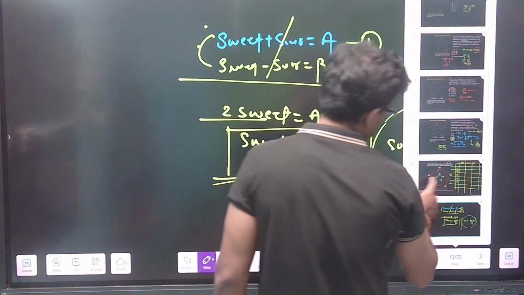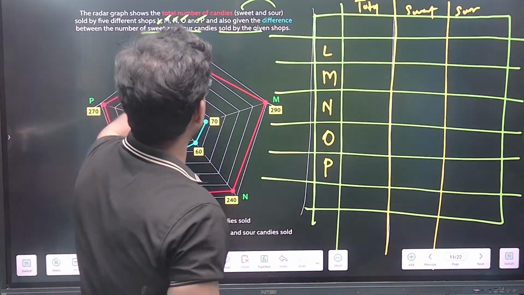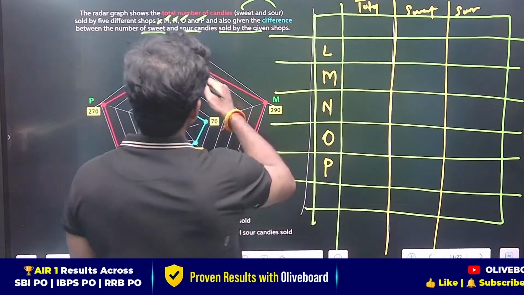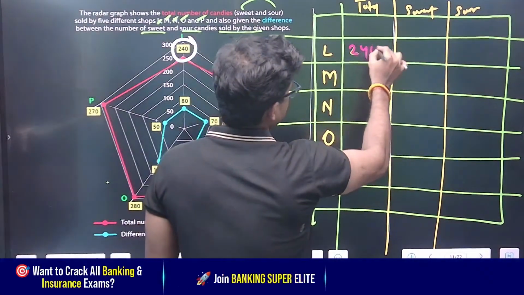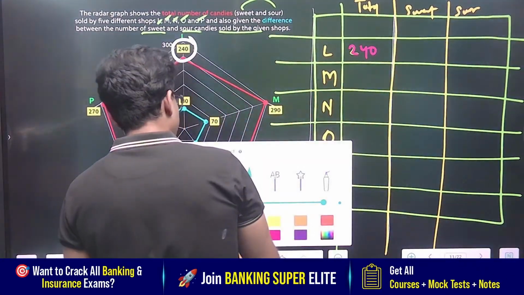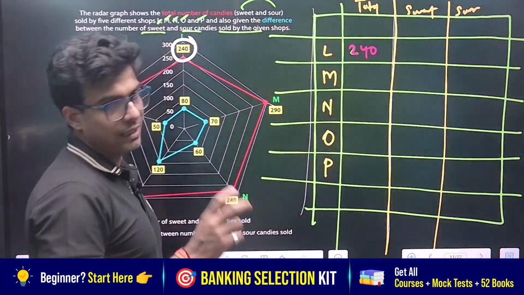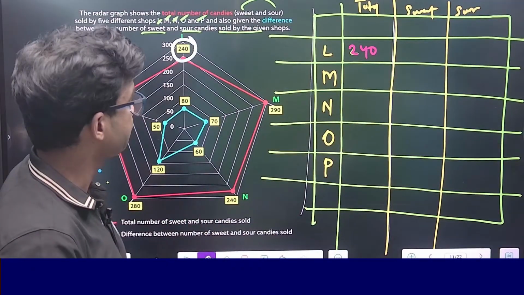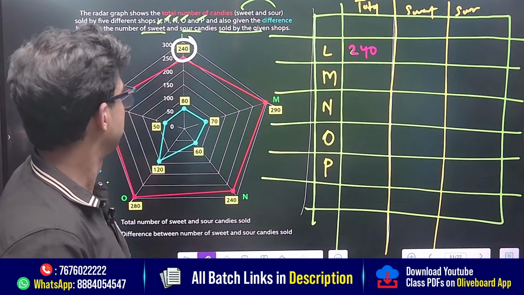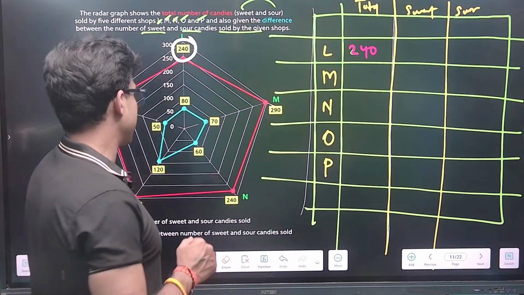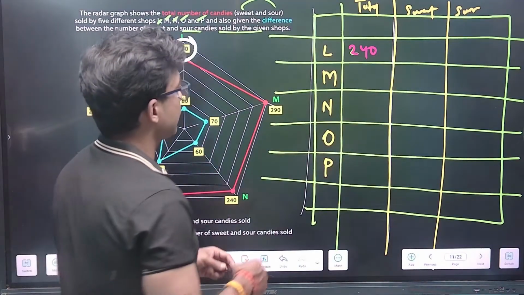Now if you know this concept, it becomes very easy for us to calculate because the total is 240. Remember, total of L is basically 240. Let me change the color. Total for L is 240. Now for sweet, what was the trick? Sweet is (A plus B) by 2, correct? Now how will you calculate? The difference of the sweet and sour sold is basically 80. 80 plus 80, can I say 160?